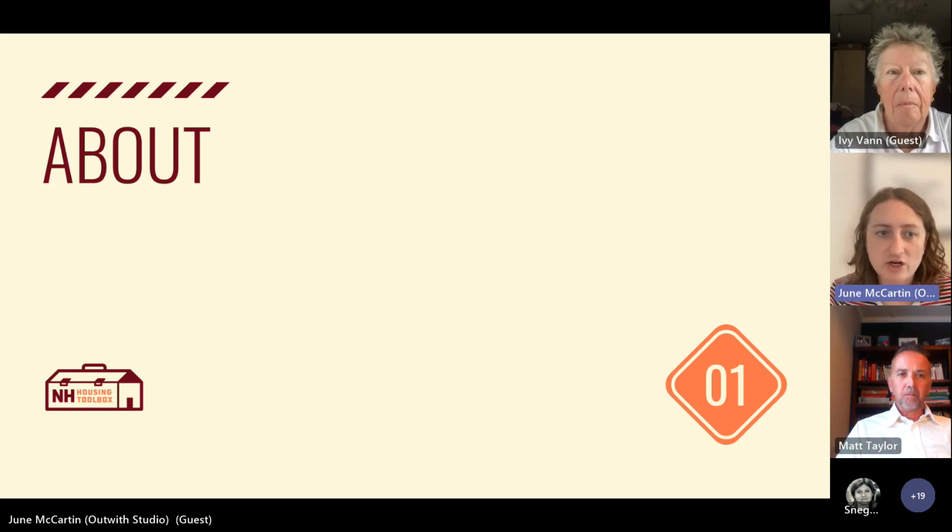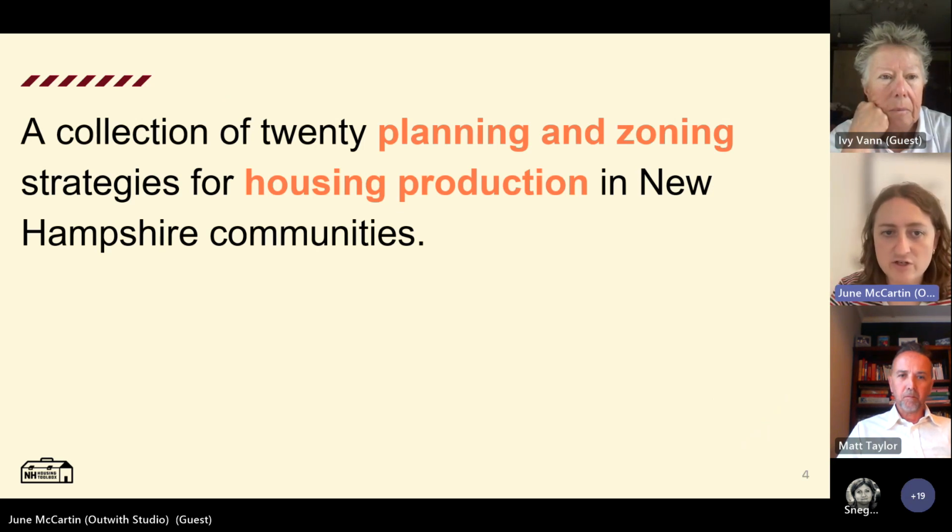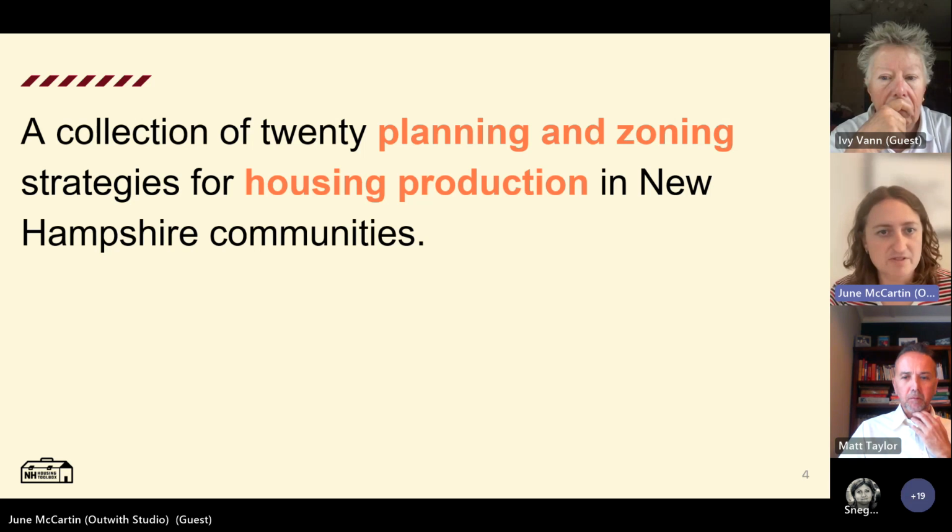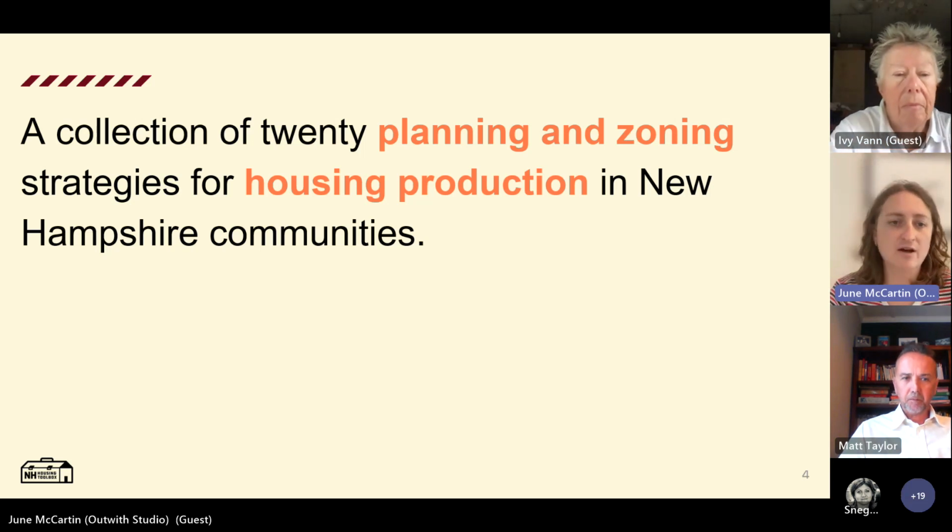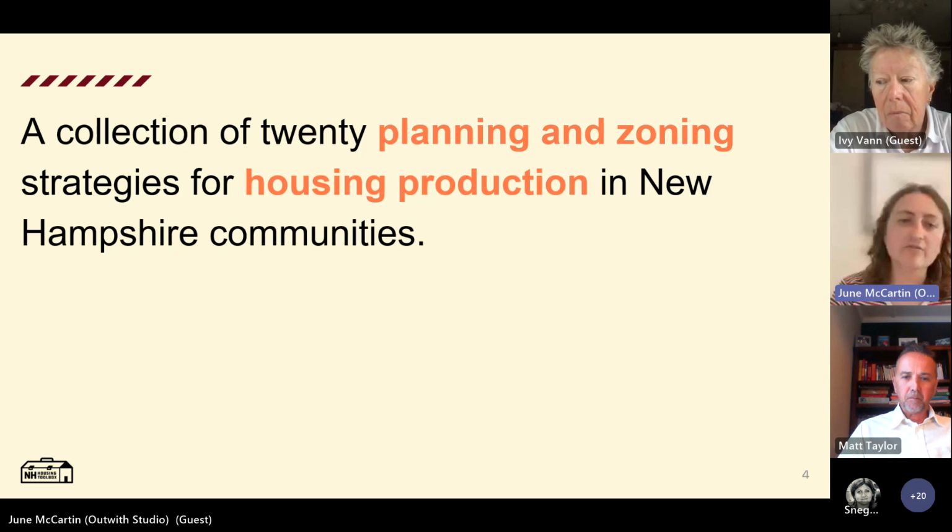Just a little bit about the toolbox in general. It's a collection of 20 planning and zoning strategies for housing production in New Hampshire communities. So, we highlight those two things. There's a lot of things that communities can do to encourage housing. These are specifically focused on planning and zoning tools. So it's everything from broad planning approaches to very specific regulatory tools. And then again, we're focused on housing production here. Housing is a broad subject, touches on a lot of different things, but the focus of the toolbox is how do we use these tools to produce more housing units.